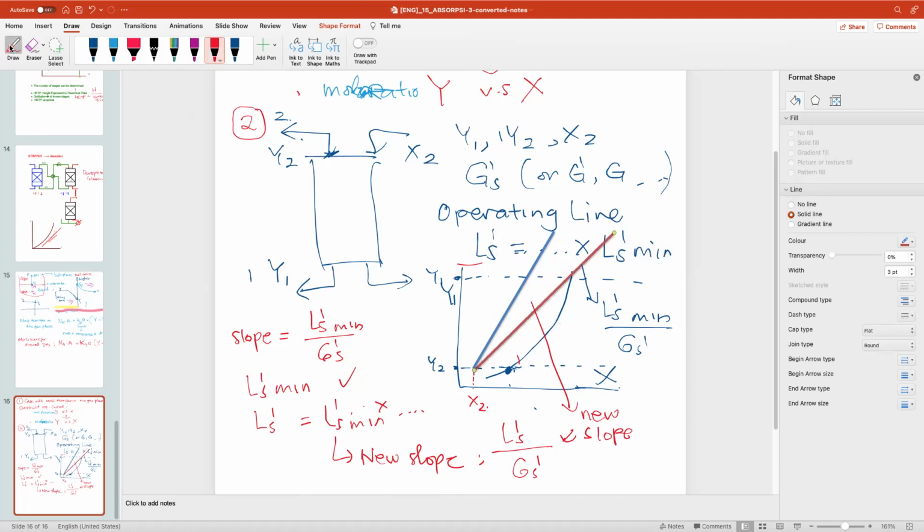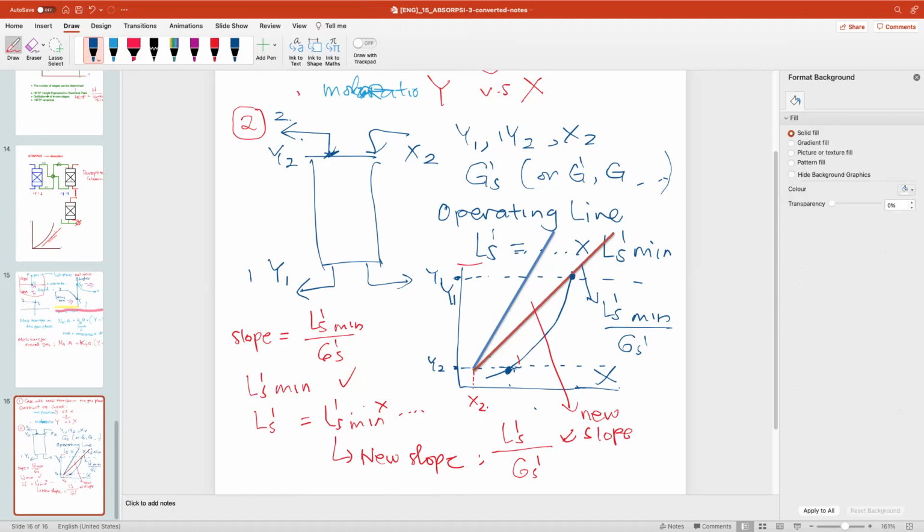So maybe I should draw it again. This is the point of the equilibrium, where the first one, so the operating line started from X2 and Y2 to the cross section with the equilibrium there. Okay, so this is to get the LS minimum, and then you calculate your LS, and then you construct the new slope. Up to here, any questions? Is it clear enough? It's clear, Bu. Okay, let's go next.